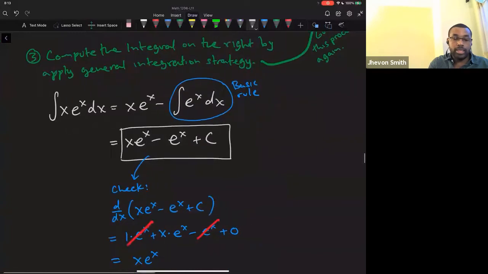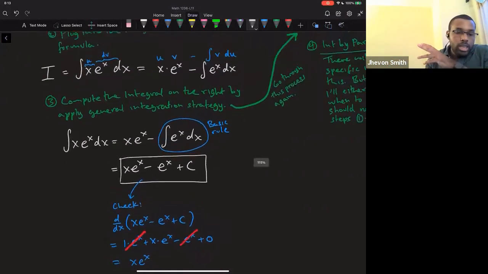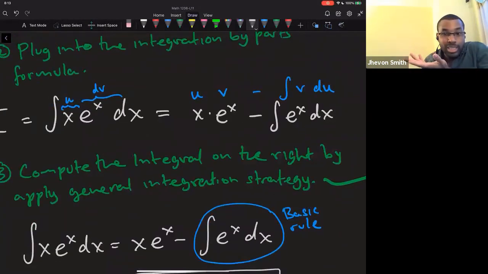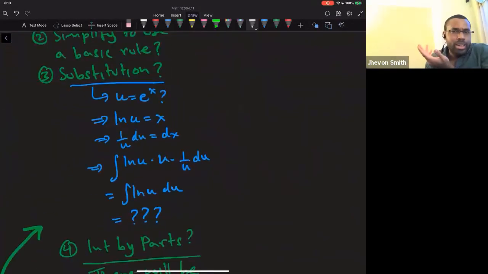Yeah, so that's actually the integral. So it wasn't a basic rule. I couldn't simplify it to a basic rule. What am I going to do with x e to the x? Can't really do anything. Substitution, it's not going to work. U equals x is always the bad substitution. So the only other thing I could substitute is e to the x. But if I substituted e to the x, I would end up with integral of ln of u. What is that? We don't know. We're going to know.